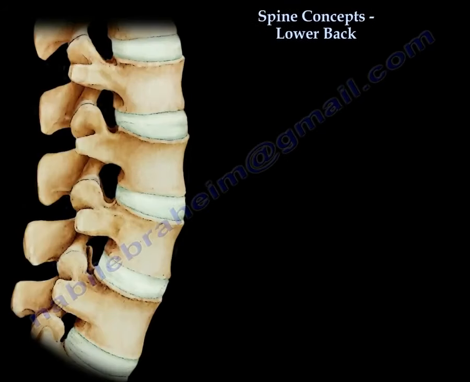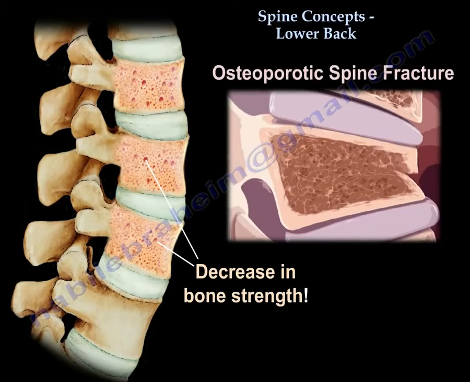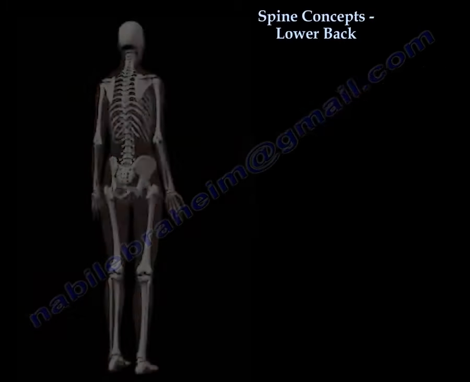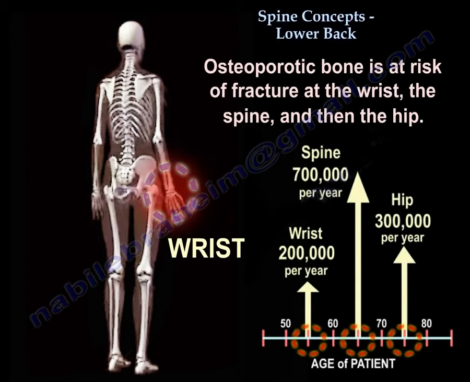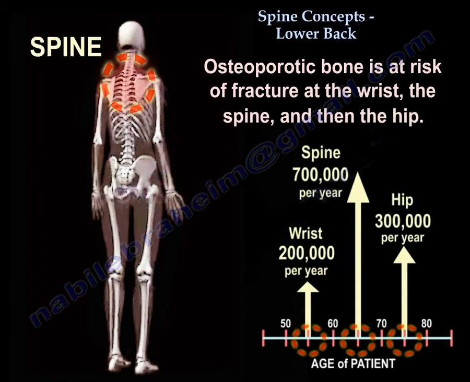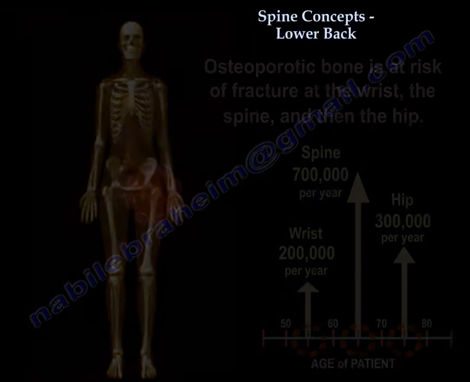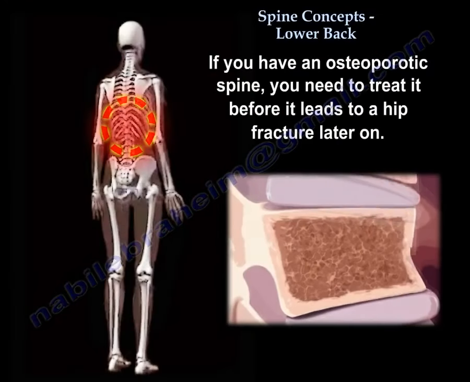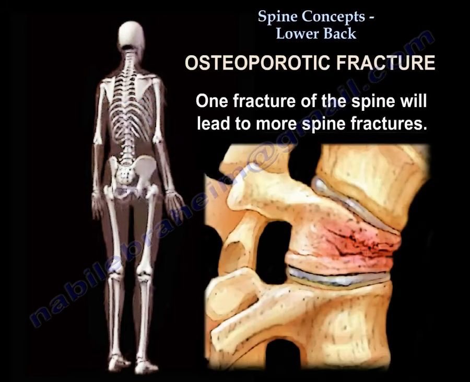How about osteoporotic fracture? When osteoporosis starts causing fracture, you start with the wrist, then the spine, then the hip. So if you have an osteoporotic spine, you want to treat it before it goes to a hip fracture later on. And if you have one spine fracture, that will lead to more spine fractures.